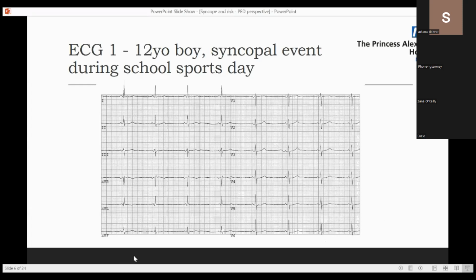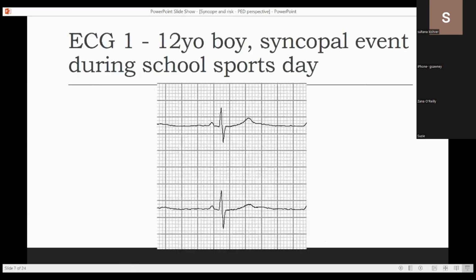Okay, so let's look at this in a bit more detail then. I'm going to zoom in. I appreciate I've not given you the leads here, but I'm going to zoom in on this 12-year-old boy's ECG. What we are seeing here is, if you trust me that there's a normal axis, that was normal.